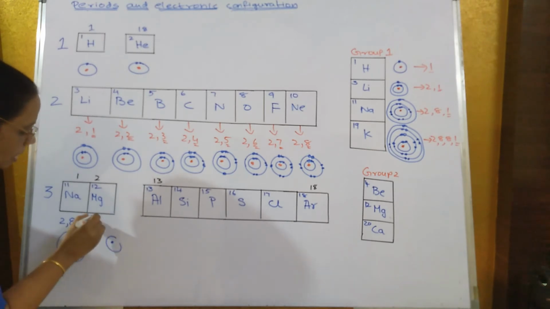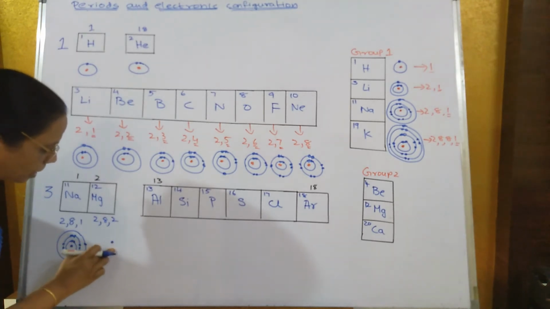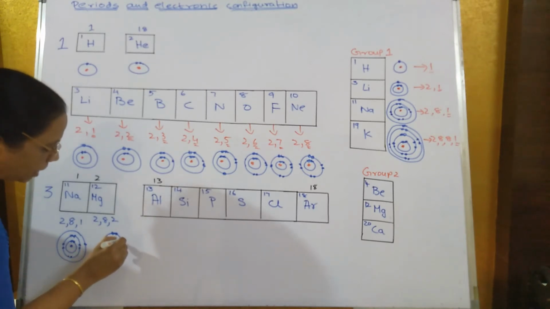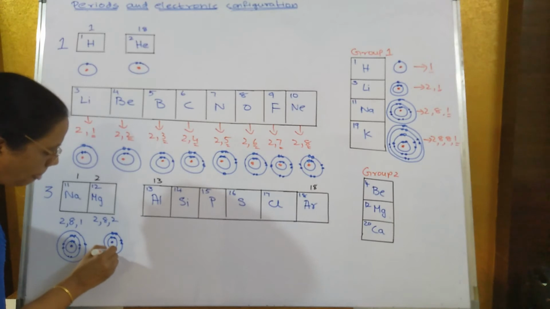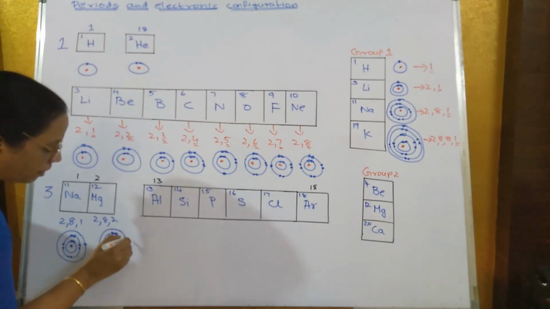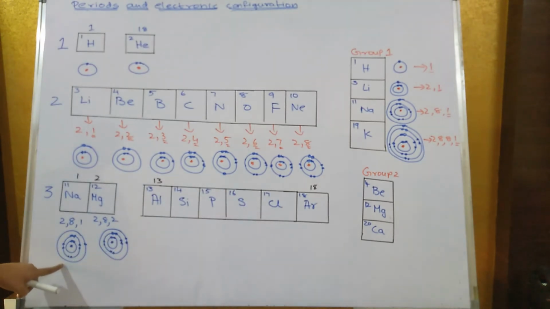So what is the electronic configuration? 2, 8, 2. So in the first shell it is having only 2 electrons. In the next shell it is having how many electrons? 8 electrons. And in the last shell it is having how many valence electron? 2 valence electrons. So here also the number of shells is 3.